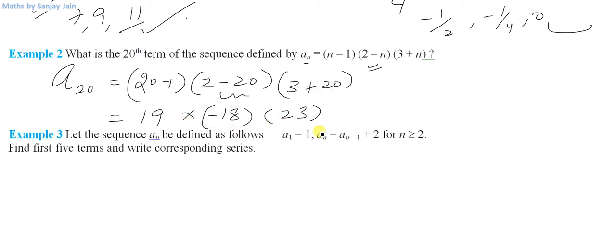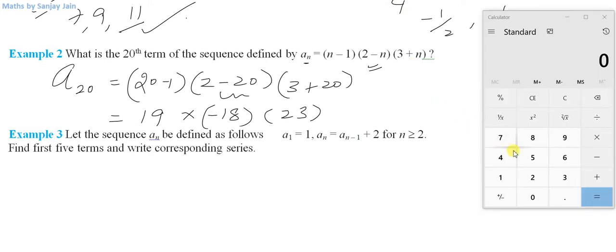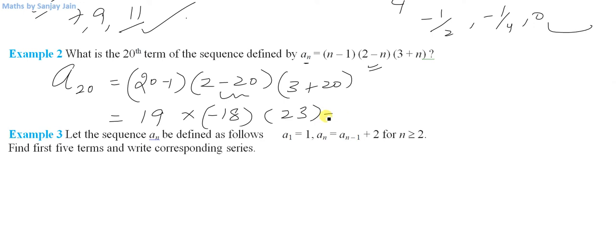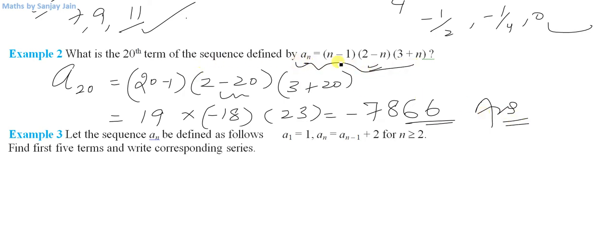Okay, and you need to do this multiplication part. Let me use the calculator for my convenience. So it is 19 into 18, we will take care of the negative sign later, into 23 equals 7866 with a negative sign. So I'll have minus 7866. So this is the 20th term of the sequence defined by this a_n.